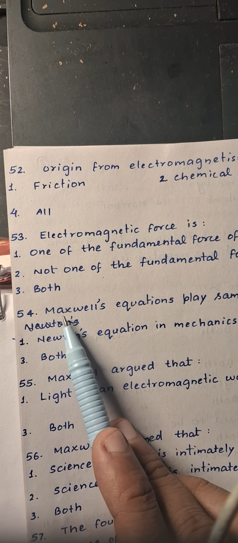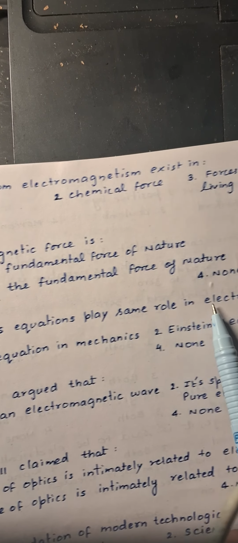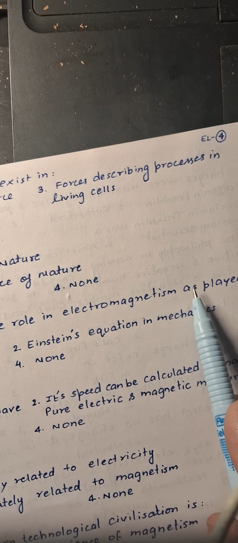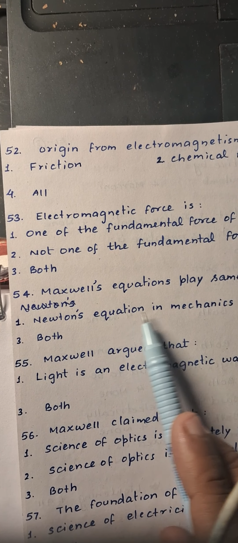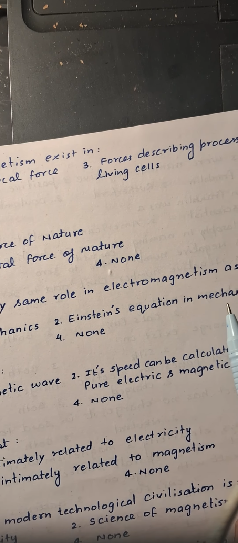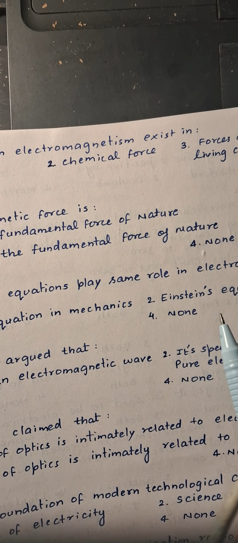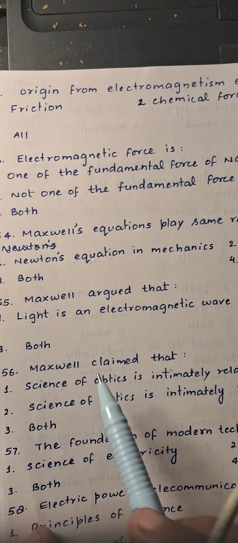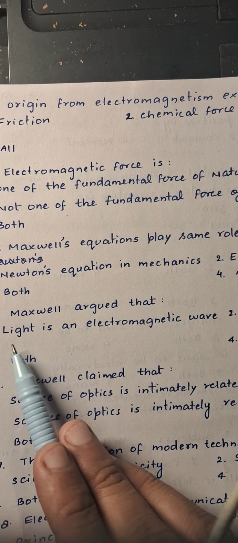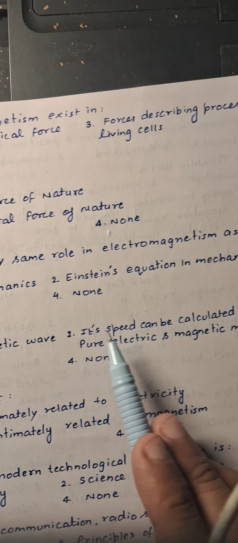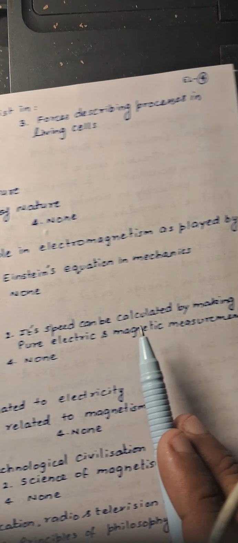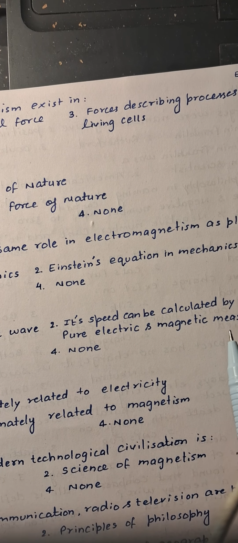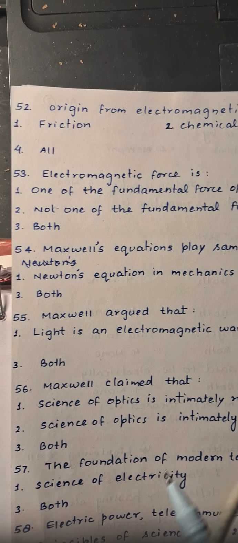Next is question number 54. Maxwell's equation plays same role in electromagnetism as played by. First is Newton's equation in mechanics. Second option is Einstein's equation in mechanics, both or none. So it is Newton's equation in mechanics. So first option is correct over here. Next is Maxwell argued that light is an electromagnetic wave. Second is its speed can be calculated by making pure electrical and magnetic measurements. So here both options are correct. So third is correct over here.